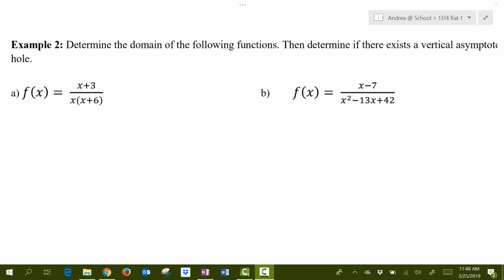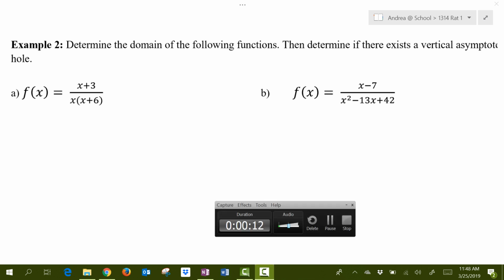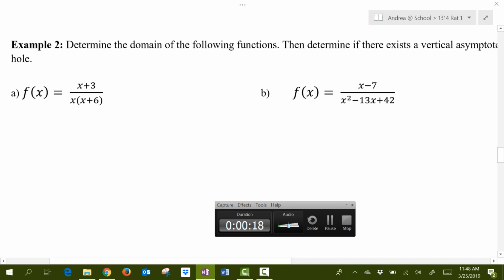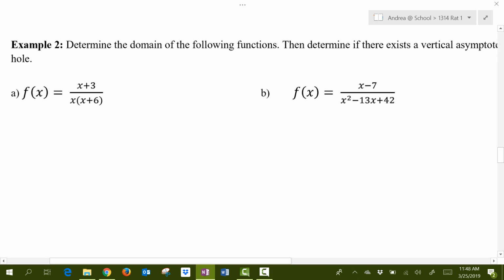Now we're going to get some practice finding domain of rational functions, and then deciding if we have a vertical asymptote or a hole at the canceled factor. First, we will start by finding the domain of this rational function.